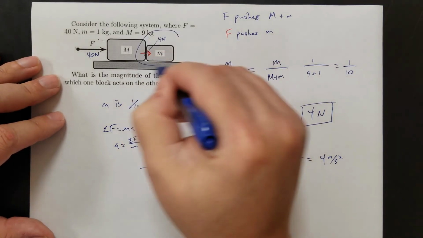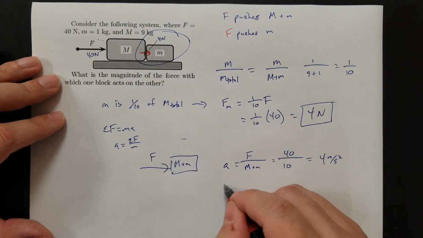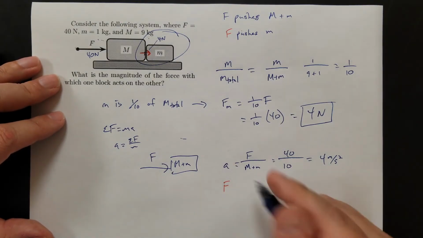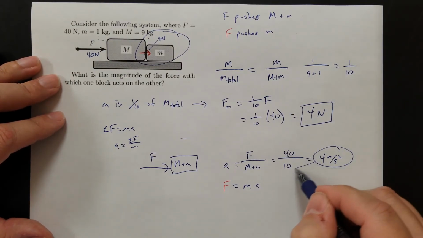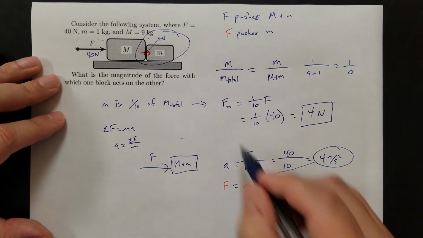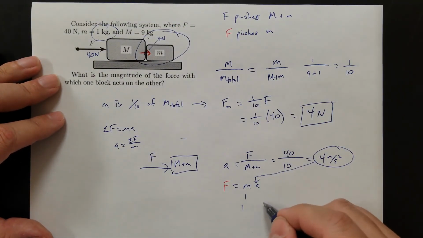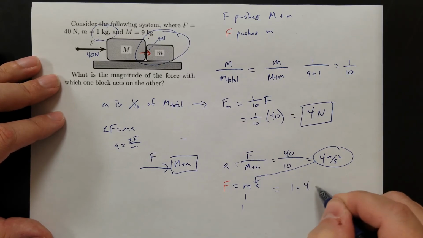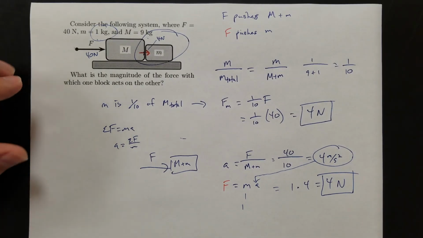And then what you could do is say, okay, I'm only going to look at that block, right? So my unknown red force is equal to mass times acceleration. Acceleration is 4, and mass is 1, so that equals 1 times 4. That's 4 newtons. Wow, same answer, right? Wow, it's like math works.